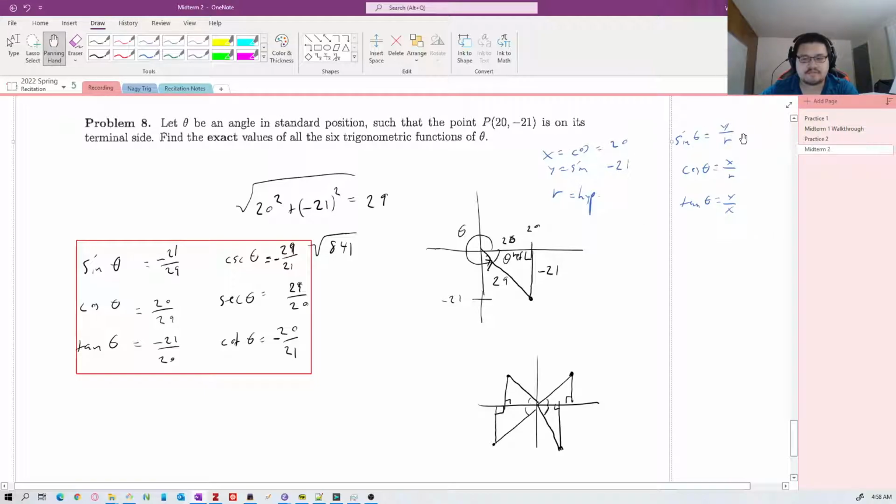Like sine is opposite over... Wait, hmm, I can explain that a little bit better. Where's my cursor? For angle theta, this would be r. This is x comma y. This is the value y. This is the value x. Yeah, there we go.